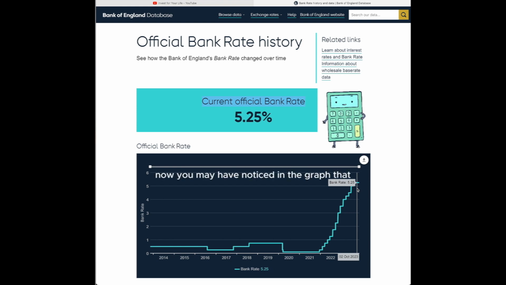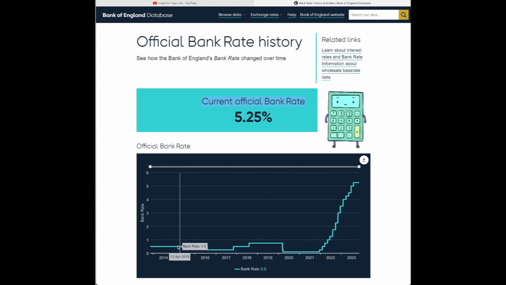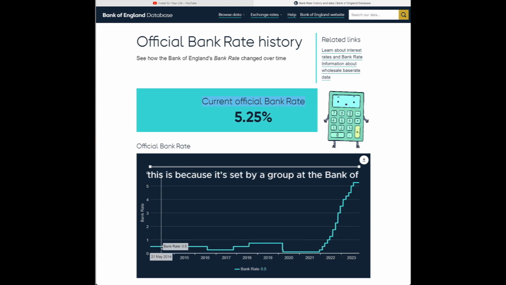Now, you may have noticed in the graph that the base rate doesn't move around smoothly. It actually moves in steps over time. This is because it's set by a group at the Bank of England that meets only 8 times a year, and the rate stays fixed between meetings. The primary reason for the base rate to be changed is so that the Bank of England can control inflation, which is another one of their important roles. The recent increase in inflation is exactly the reason for the increases we've seen in the base rate.